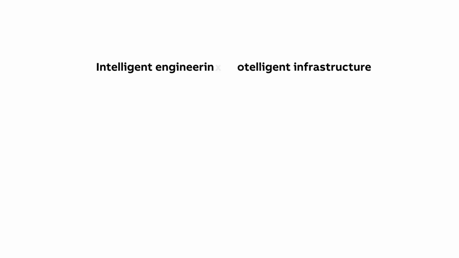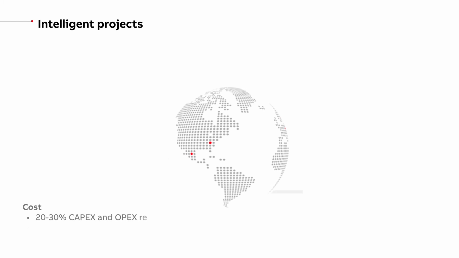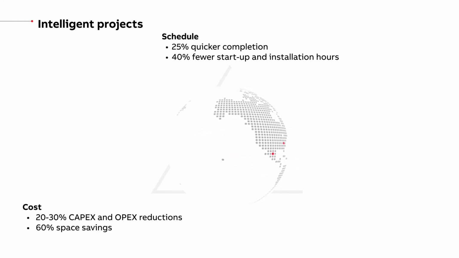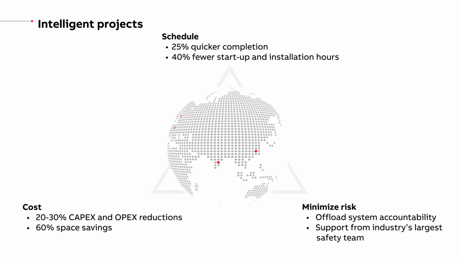Intelligent engineering and intelligent infrastructure add up to intelligent projects, which reduces costs, improves schedules, and minimizes the risk to greenfield oil and gas automation projects.